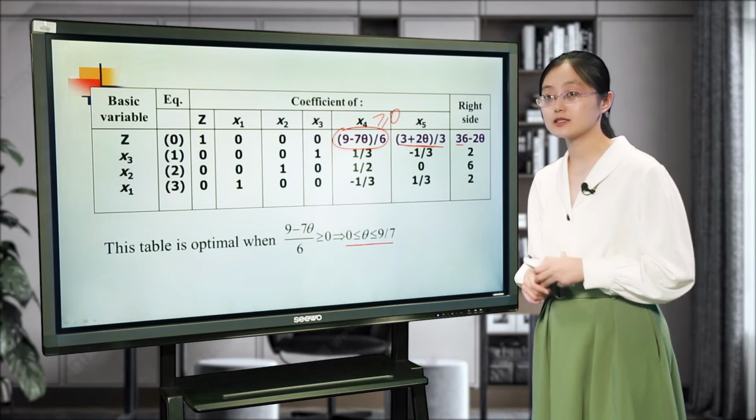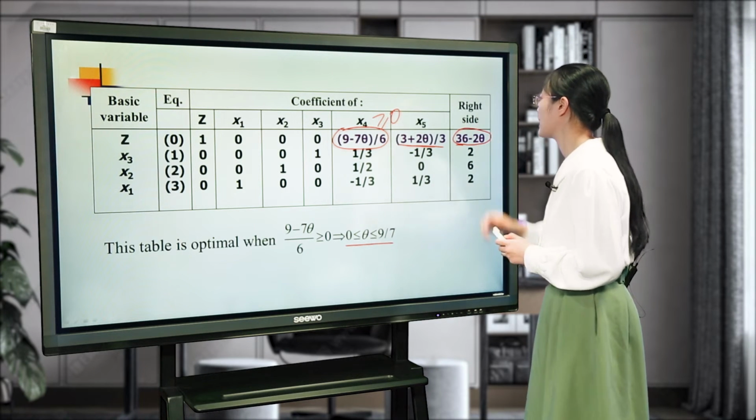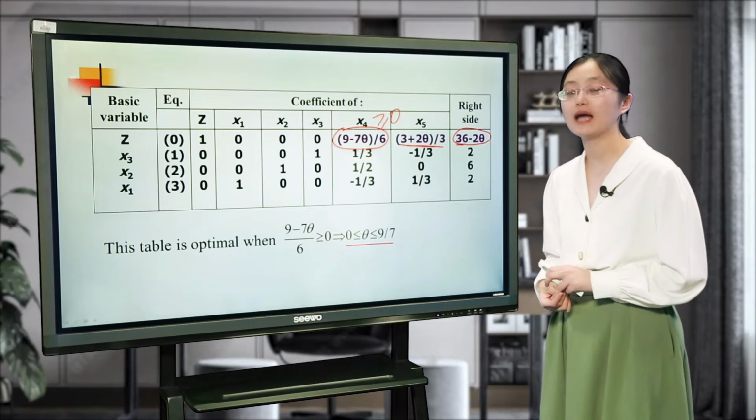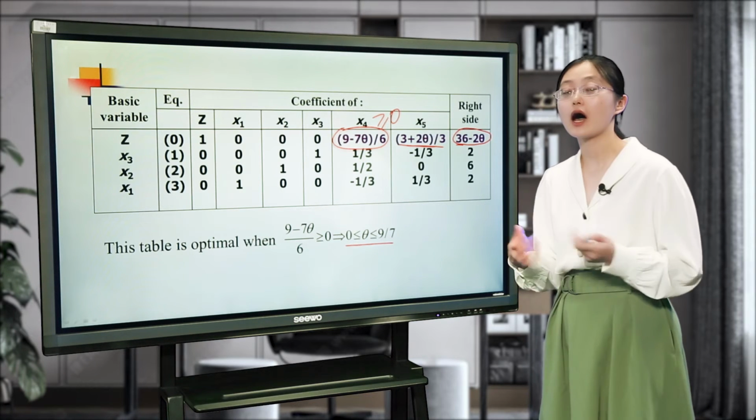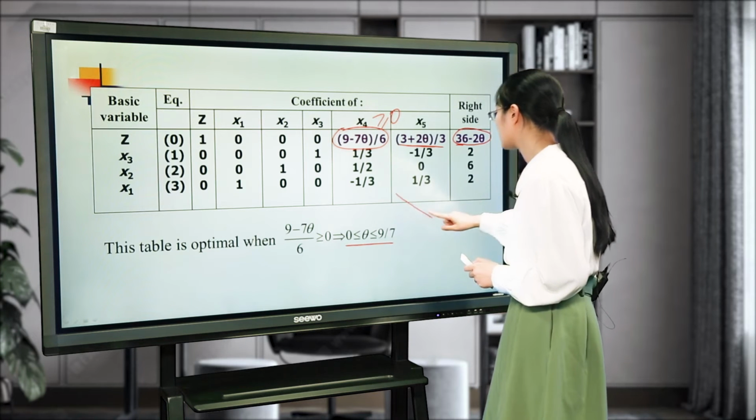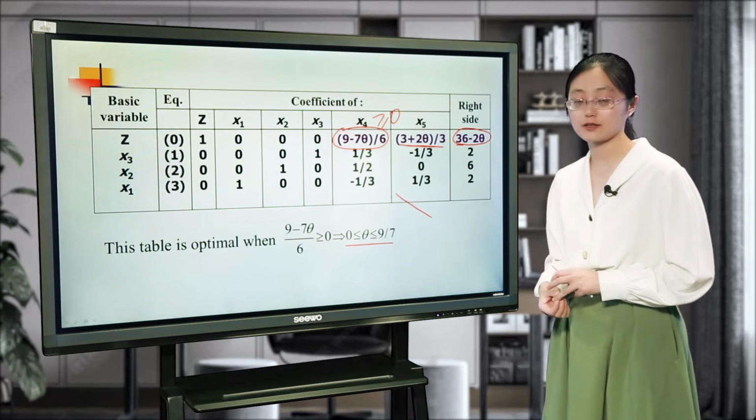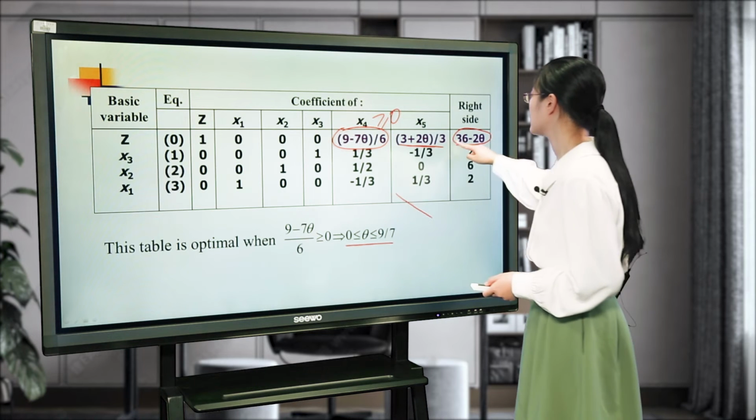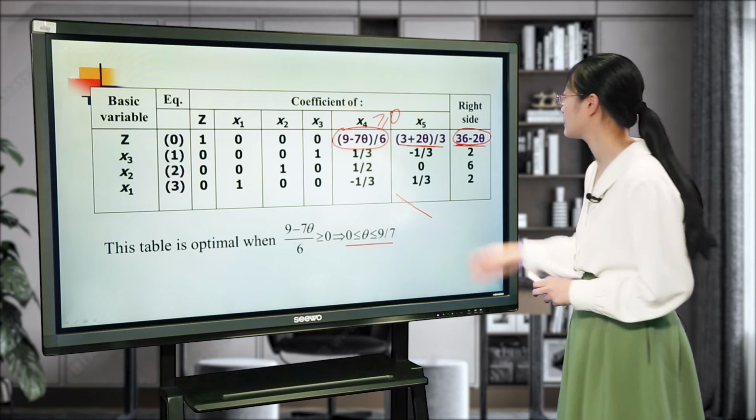After solving the inequality, we say this table is optimal when the value of theta is between 0 and 9/7. At this point, as theta varies, our objective function takes the value of 36 minus 2 theta. That means as theta increases, our objective function actually is decreasing. So this is basically roughly how our objective function performs when theta is in this interval, and then the decreasing rate is -2.